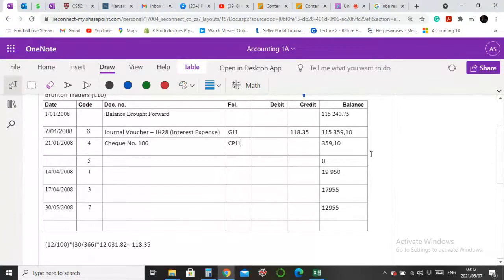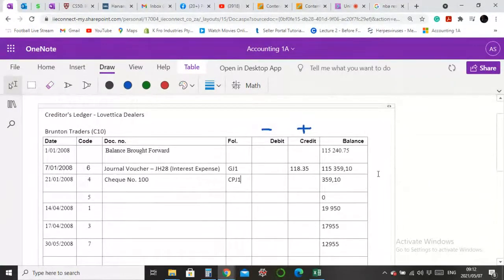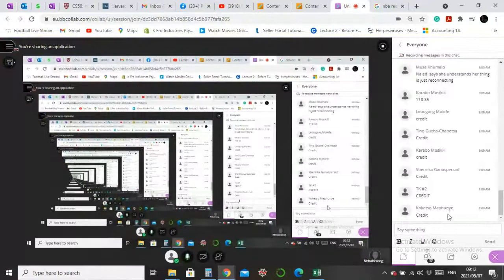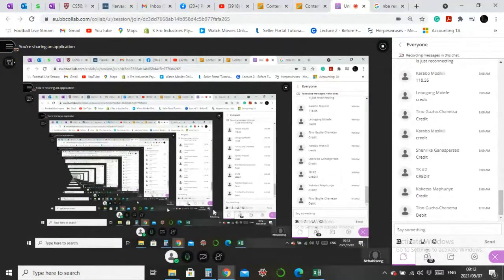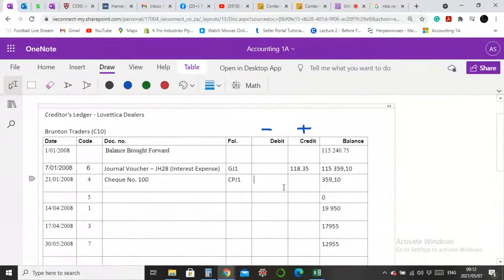Now, is this going to increase or decrease our account? This 115,000. Am I going to debit or credit? Somebody tell me there in the chat. Am I going to debit or credit? All right, thank you, Tino. We're going to debit. So 115. Okay, and we've adjusted our balance accordingly.